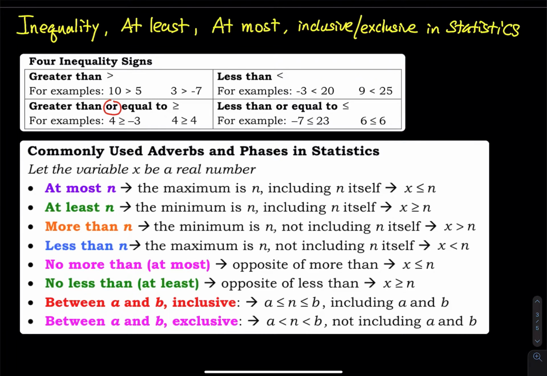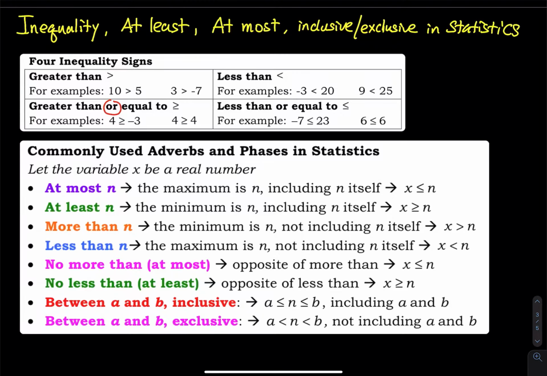Now, the next part we have to pay special attention to: commonly used adverbs and phrases in statistics. Let the variable x be a real number. The first phrase is "at most n." At most n means the maximum is n, including n itself.